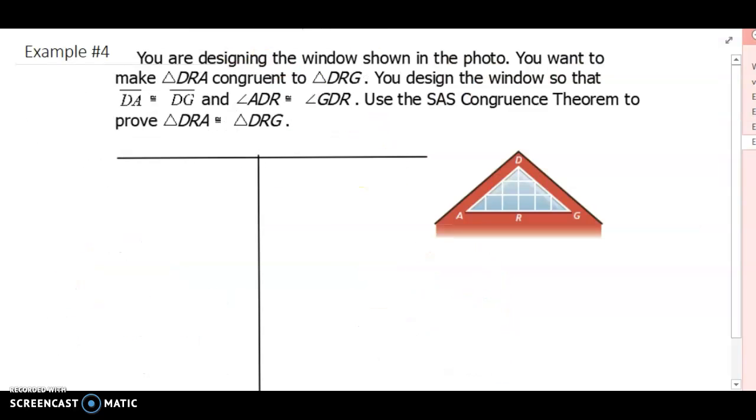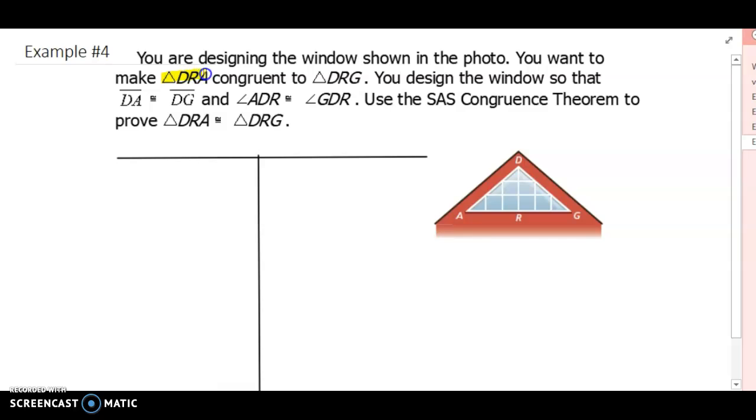All right, guys, this is our last one. Once again, I want you to try to do this one on your own. So go ahead, read the words, pull out what's given, pull out what you're trying to prove, and then try to write it out, and then we will go over it.